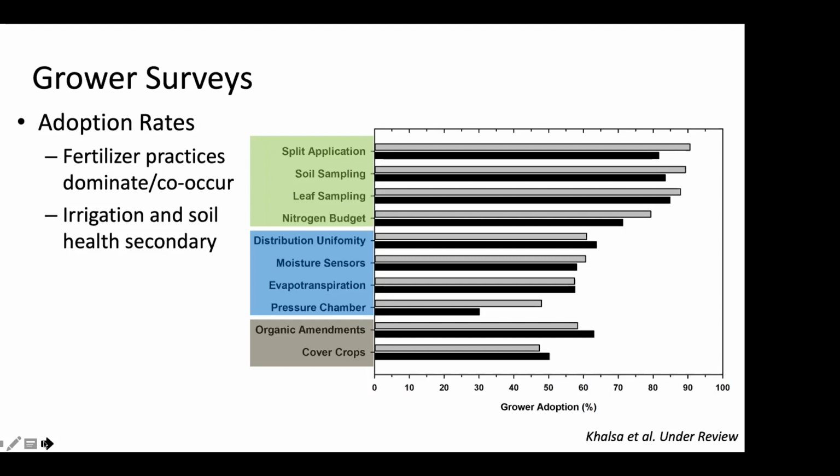But when it came to irrigation and soil health, those practices were all secondary to the fertilizer practices. And there could be some explanation why, but maybe just because they're not inherently linked with fertilizer use, even though they do affect nitrogen management, et cetera. So that could be some reasons. Other reasons could be just about the technicalities and other challenges associated with them. And I'll have some data on that to explain a little more.